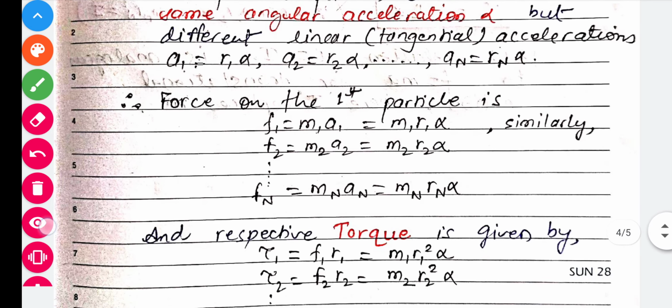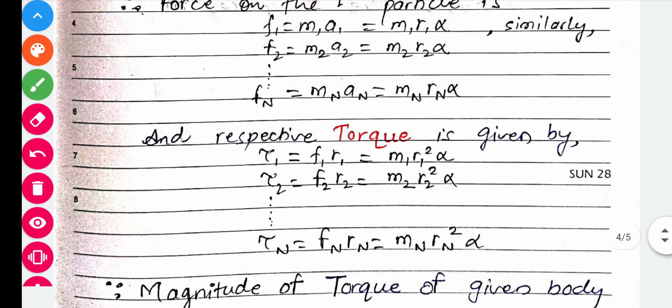Similarly, the force on the first particle, as I have told you, F1 is equal to mass into acceleration, that is m1 a1. But what is the value of a1? That is r1 alpha. So the force will be m1 r1 alpha. So F2, the force on the second particle, will be m2 a2. It is nothing but m2 r2 alpha. And similarly the force on the nth particle will be mn an, that is mn rn alpha.